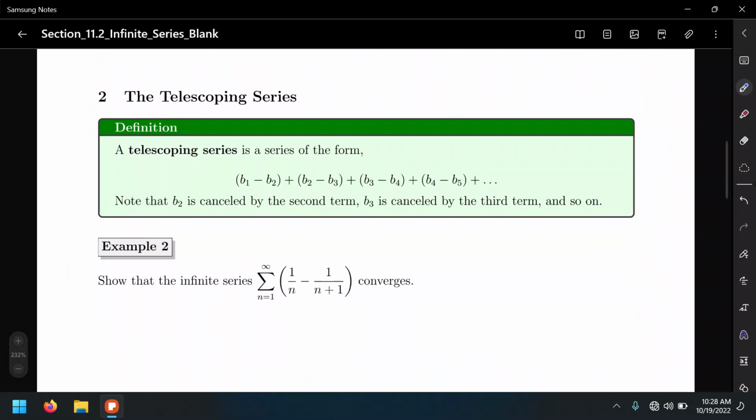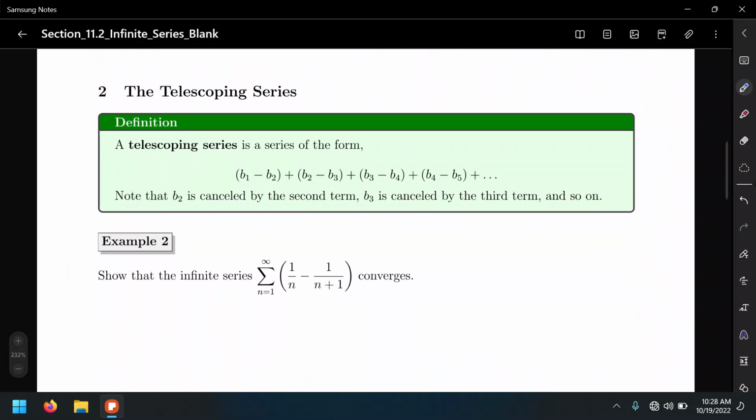A telescoping series is a series of the form b1 minus b2 plus b2 minus b3 plus b3 minus b4 plus b4 minus b5, etc. This pattern continues. It's like having a telescope: you are at the initial point, and your objective is maybe 25 miles away, but you don't care about everything in between, because it gets canceled. All you care about is the initial term and the last term.